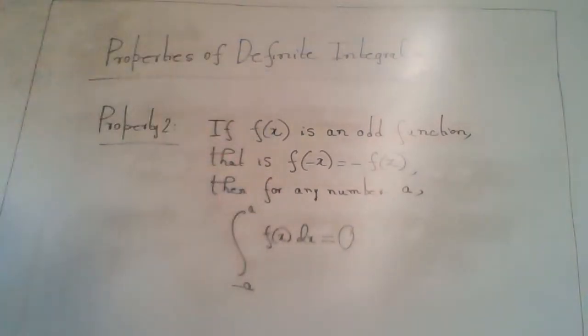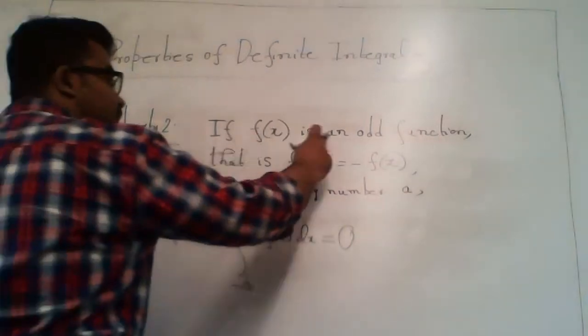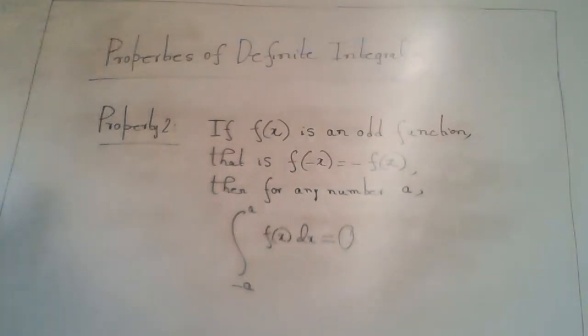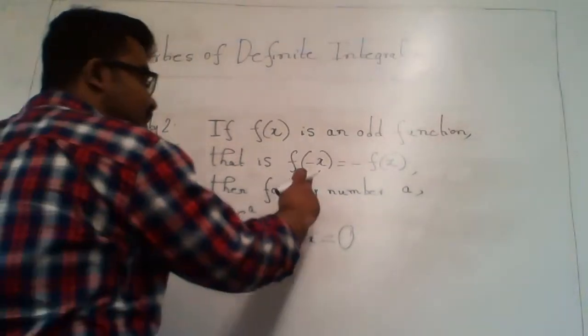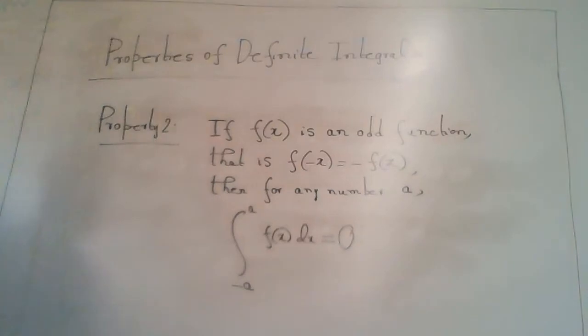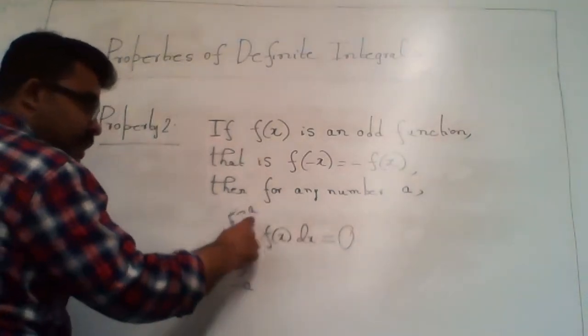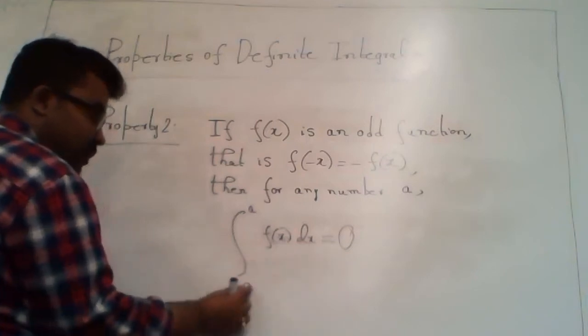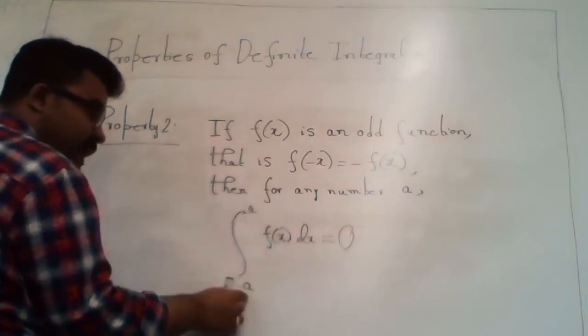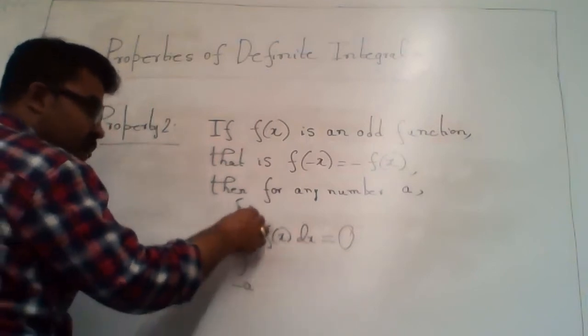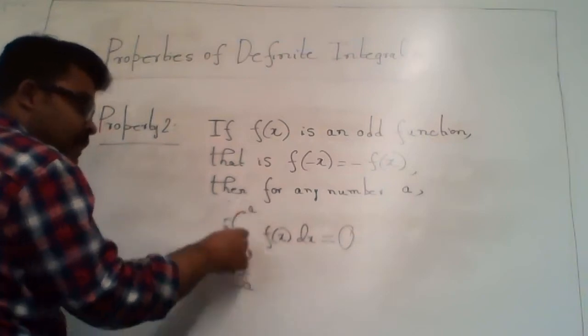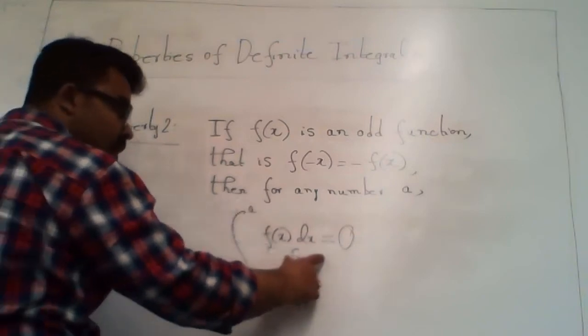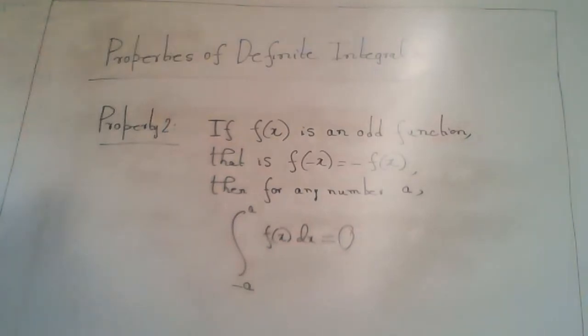So this is a very important property that if f(x) is an odd function, that is if f of minus x is minus of f(x), then if I integrate that odd function from minus a to a, where a can be any number, so one number and just its negative, if these are the two limits of integration, then the value of the integral will be always 0.